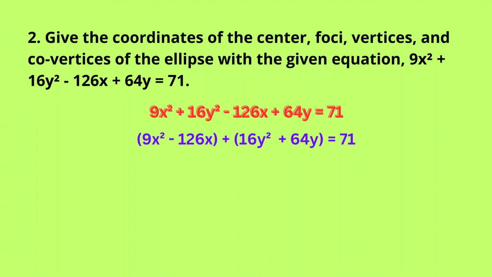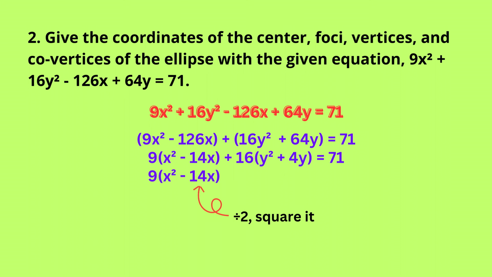Before forming our perfect square trinomials, factor out the coefficient of x squared, which is 9, so that we have 9 times x squared minus 14x. Do this for the coefficient of y squared as well, which is 16, so that we have 16 times y squared plus 4y equals 71.